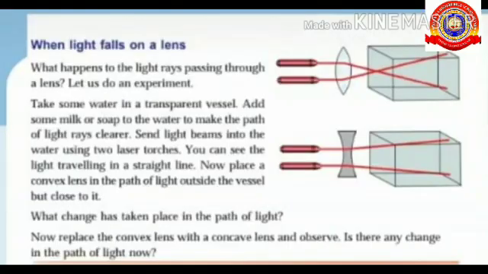There is an activity in your textbook. Take some water in a transparent vessel. Add some milk or soap to the water to make the path of light rays clearer. Send light beams into the water using two laser torches. You can see light traveling in a straight line. First, place a convex lens in the path of light outside the vessel but close to it. What happens to light rays passing through a lens?